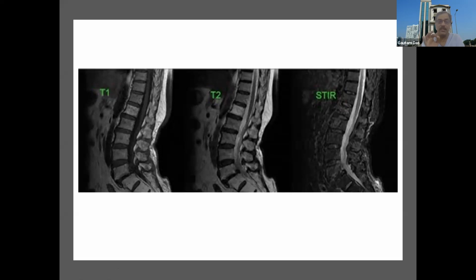Now T2, both water as well as fat look white. And which looks black? Where there is no water and no fat, that will look black. And the structures which have some water or some fat will look gray. Right? So now look here. This is looking white. Why?